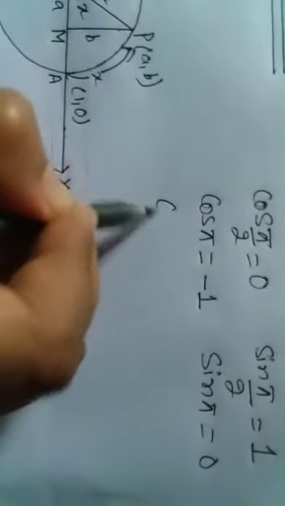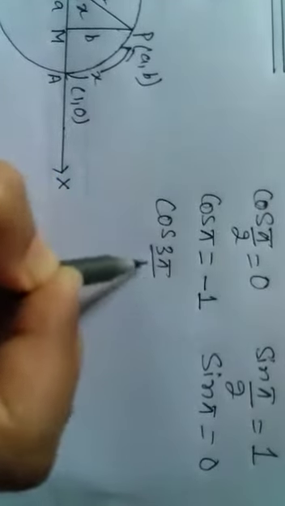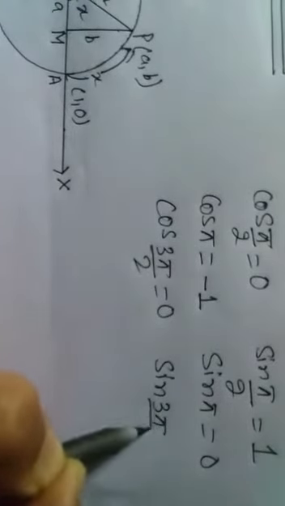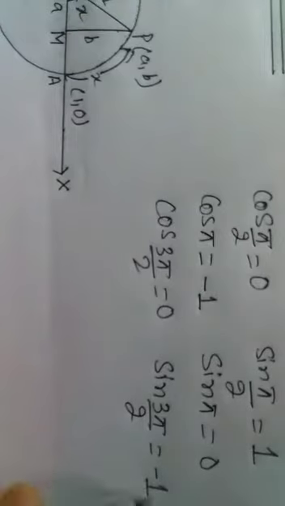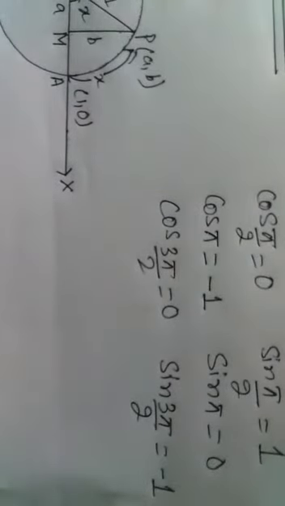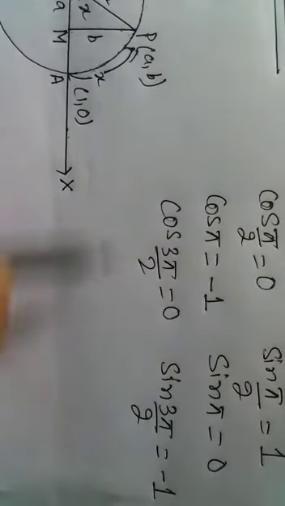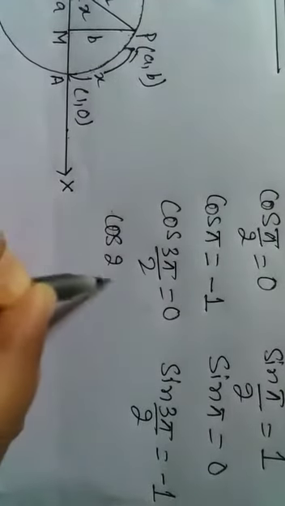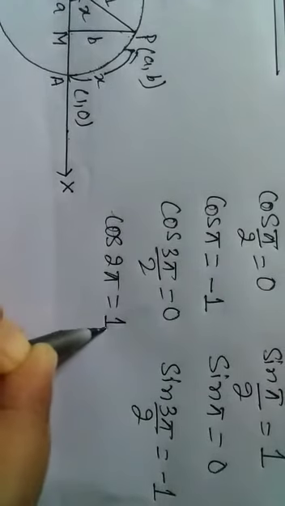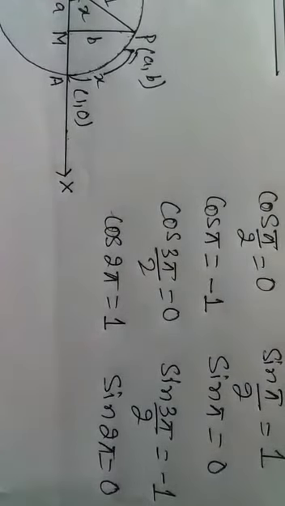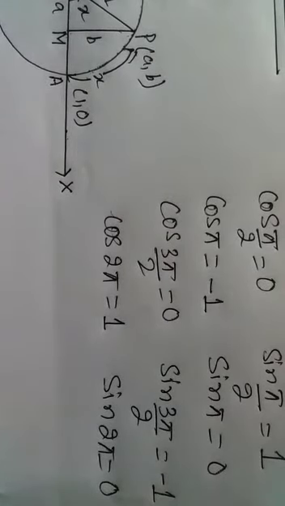Now cos 3 pi by 2 is equal to 0 and sin 3 pi by 2 is equal to minus 1. Cos 2 pi is equal to 1 and sin 2 pi is equal to 0. If we take one complete revolution from the point P, we again come back to the same point P.